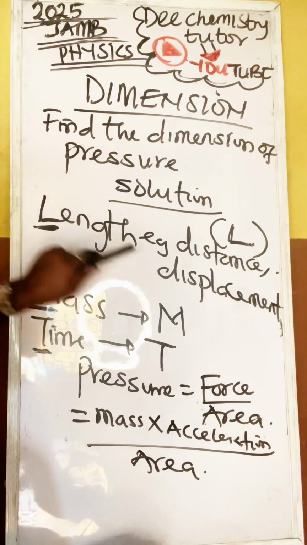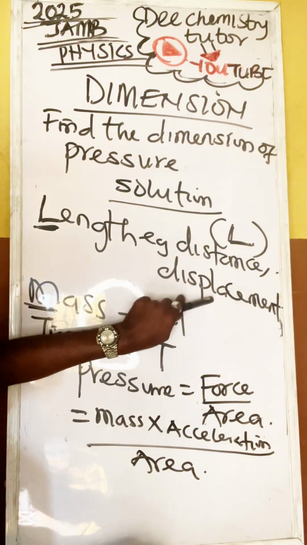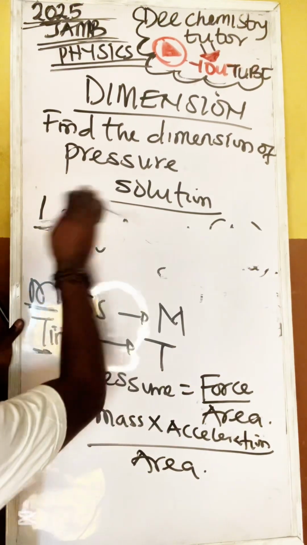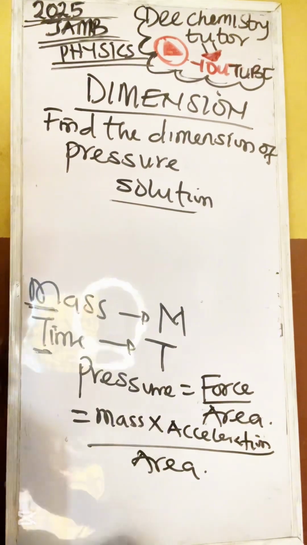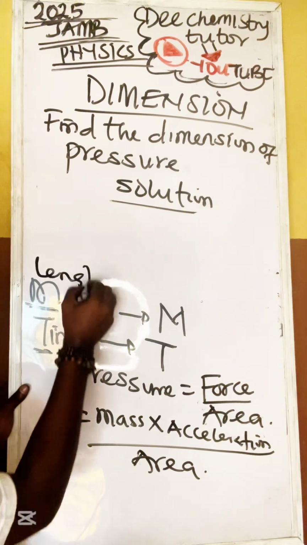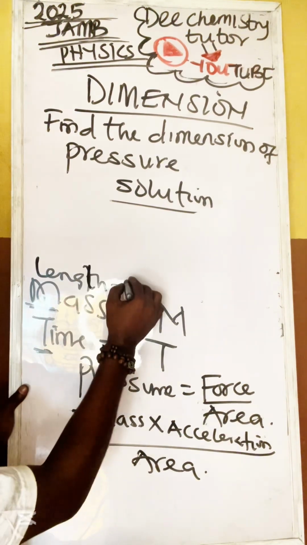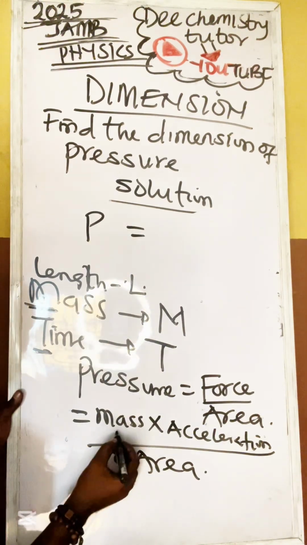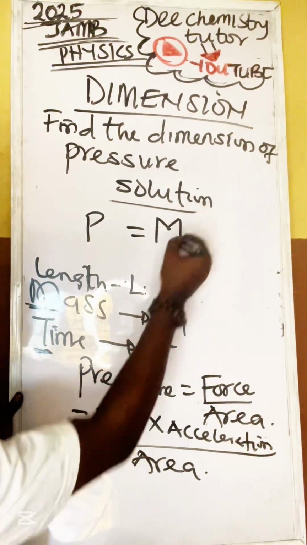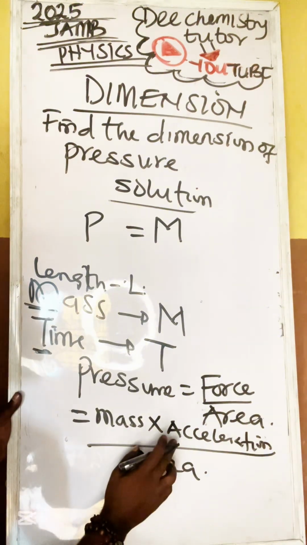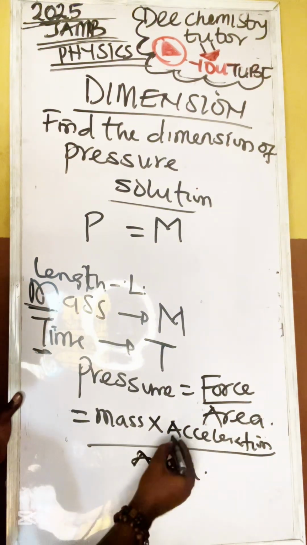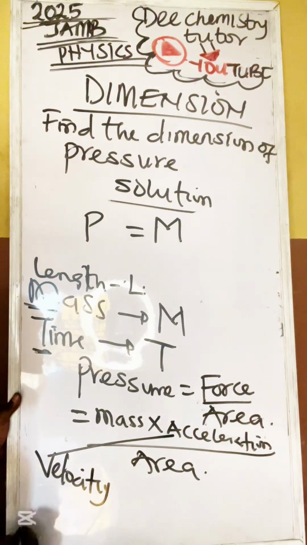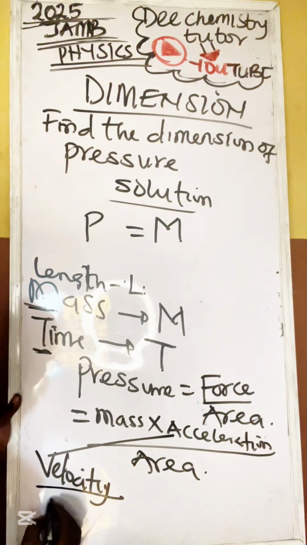Let me say this because people don't know that distance and displacement is a form of length. So that's why I need to write it. So just still stick to what we said so that we can continue. Length. Now from here, you can see that pressure, this is mass, which we said is related with capital M. Now, acceleration, right? Acceleration is given as what? Velocity over time.